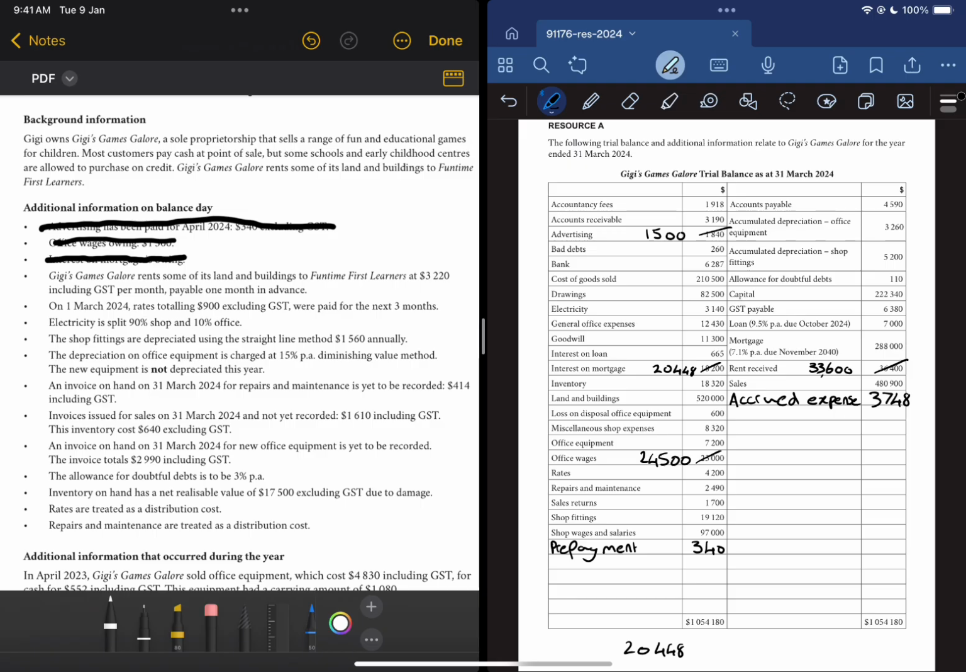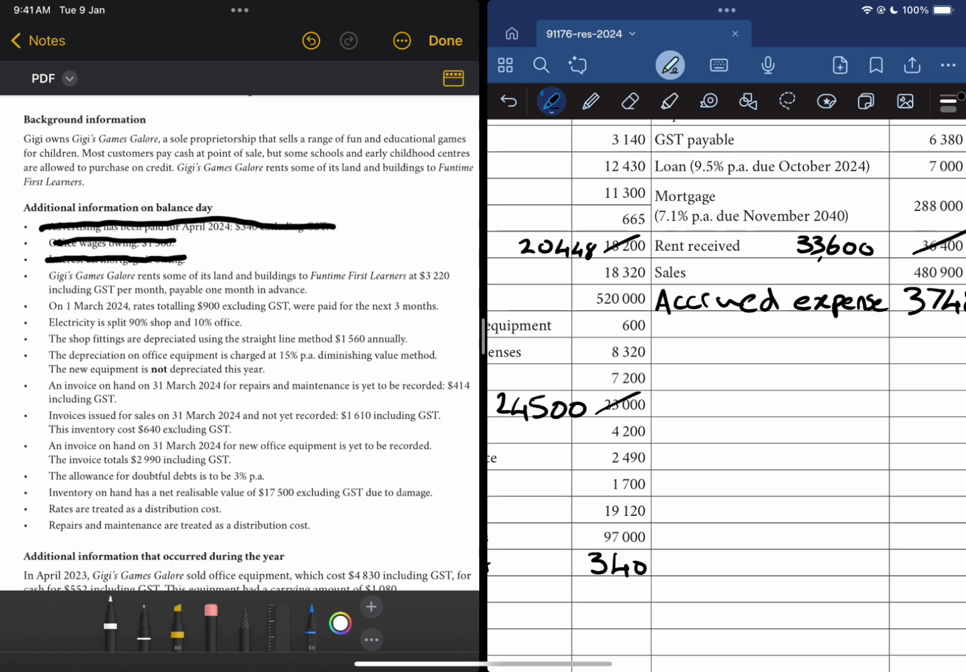Now, again, guys, just thinking back to if the company were to end today, GG Games Galore wouldn't be able to rent out, sorry, my apologies, I'm confusing you guys a bit here. Fun Time First Learners, these guys over here, they're not going to be able to rent out that area anymore if our company went insolvent. So the income that they paid for the rent in advance is actually going to be a liability. Okay, so what we're going to do is create a new account over here called Income in Advance.